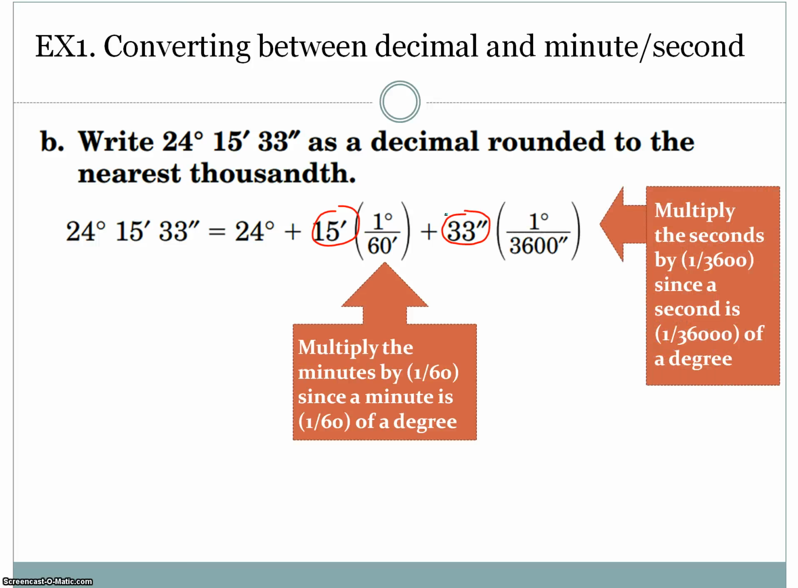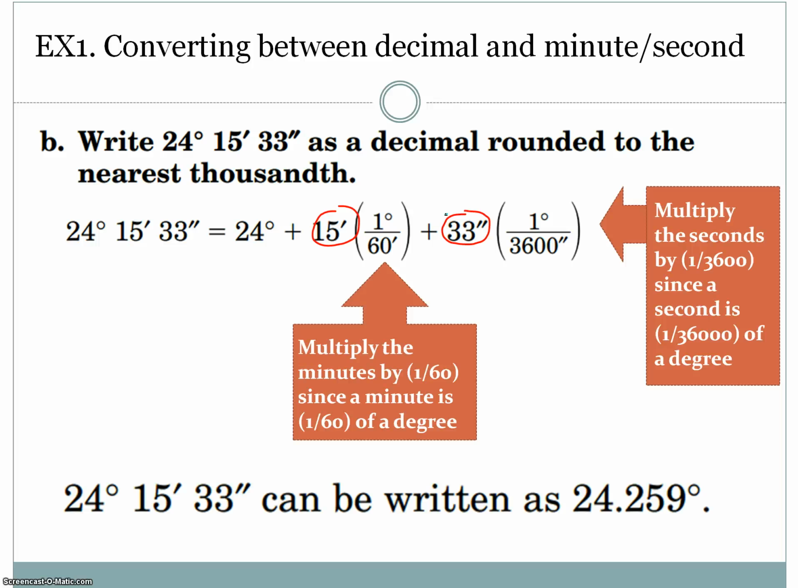Same thing with 33 seconds, except this time we have to multiply by 1/3600th. Why? Because there are 3,600 seconds in a degree, right? Each minute has 60 seconds. Each degree has 60 minutes. Therefore, there are 60 times 60, or 3,600 seconds in a degree. So we multiply by 1 over 3,600.